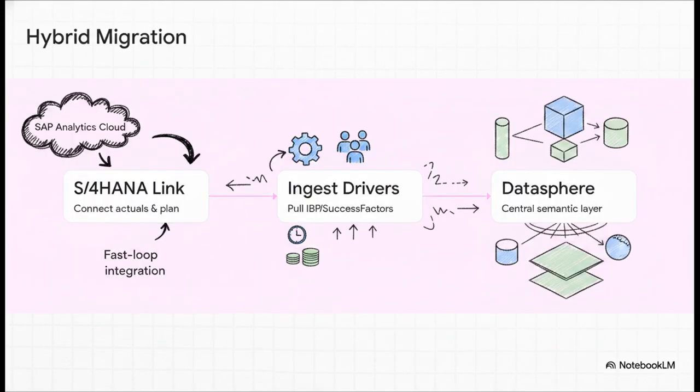So what's the actual actionable takeaway to maximize your ROI? It's executing a hybrid target architecture migration in 3 super clear steps. Step 1, establish that fast loop integration connecting SAC to S/4HANA for real-time actuals and plan writebacks. Step 2, ingest your key operational drivers directly from SAP IBP and SuccessFactors. Step 3, deploy SAP Datasphere as your central enterprise semantic layer to perfectly harmonize all your complex multi-source datasets. That right there is the blueprint for a future-ready planning ecosystem.